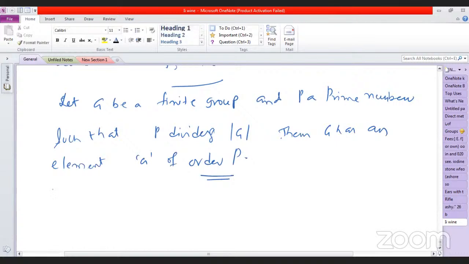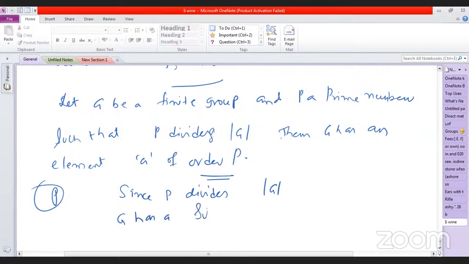So the proof I am writing here. Since P divides modulus of G, from the first Sylow theorem, G has a subgroup H of order P. Am I correct?